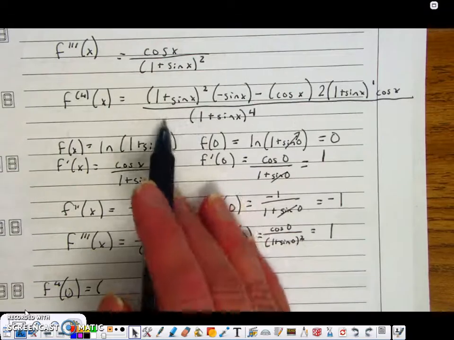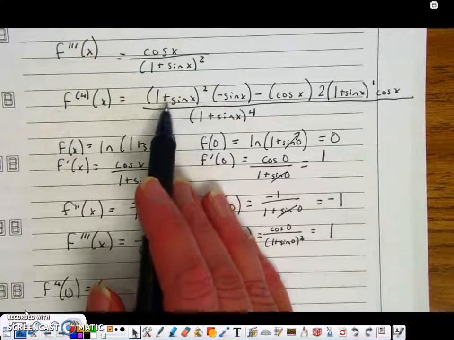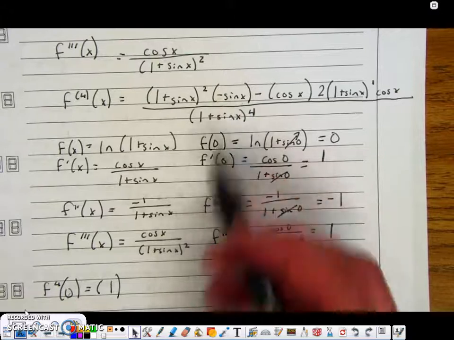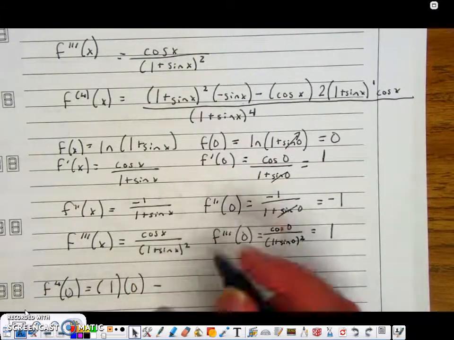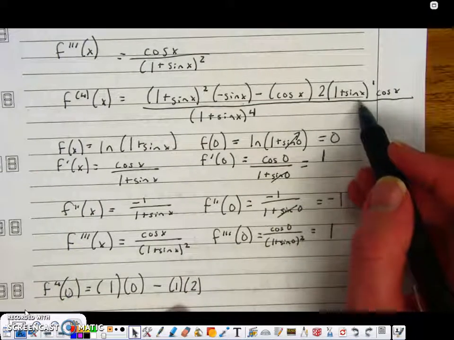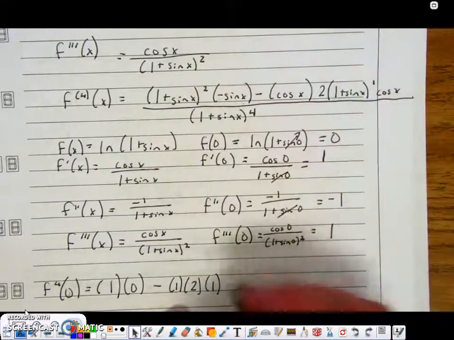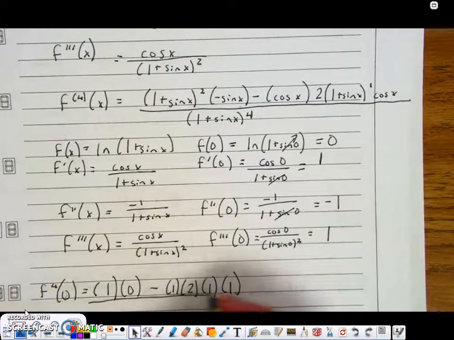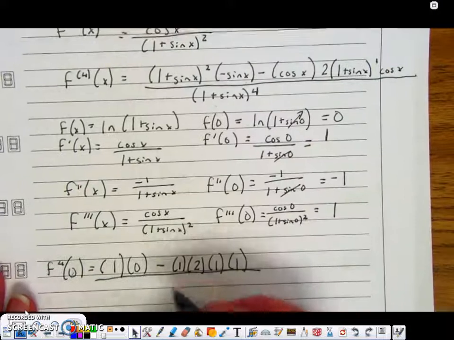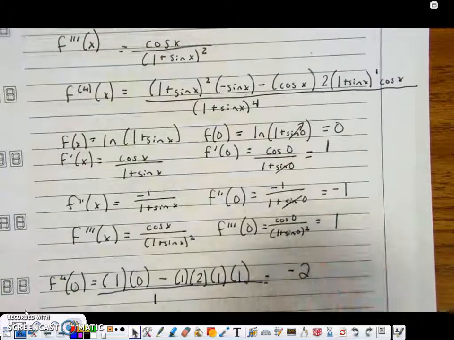So you would have, and I'm just going to do some of this in my head, 1 plus sine of 0 is 0, so this is just 1 squared, or 1. Negative sine of 0 is 0. Minus cosine of 0, which is 1, times 2. 1 plus sine of 0 would be 1, raised to the 1, still 1. And then cosine of 0 over, in the denominator, 1 plus the sine of 0, that's 0, so 1 to the 4th, which is just 1.